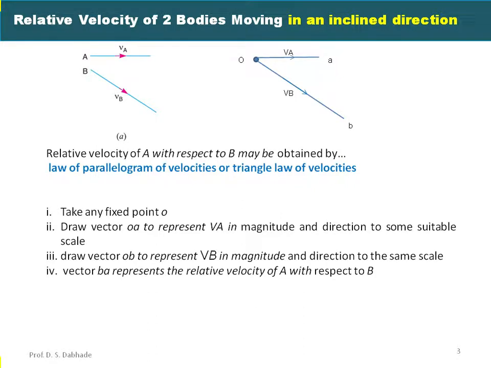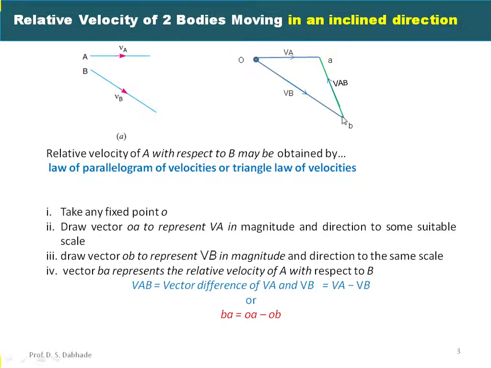The next point, if I join the vector BA, it represents the relative velocity of A with respect to B. So let us join this B with A. So this vector BA represents the velocity of A with respect to B. From the diagram we can calculate the velocity of A with respect to B. It is the vector difference of VA and VB, so VA minus VB.